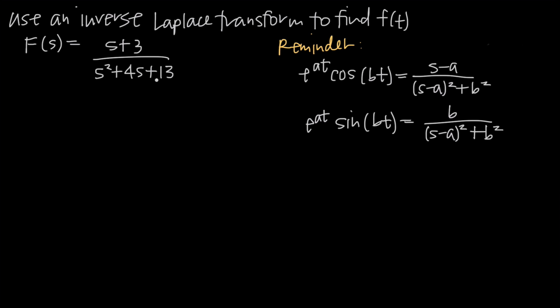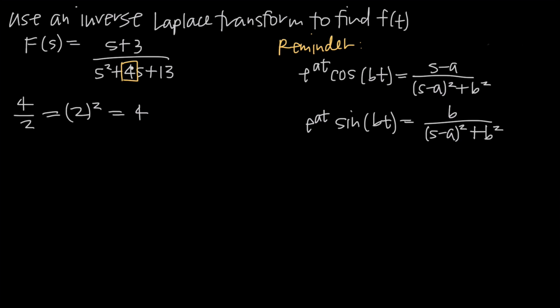Remember when we complete the square of a quadratic like s squared plus 4s plus 13, we first make sure that the coefficient on the s squared term is 1, and in fact it is. So we go on to the next step, which is to take the coefficient on the first degree term, in this case positive 4, and divide it by 2. The result is 2, and then we square it, and the result is 4. This is the value we want to add in order to complete the square.